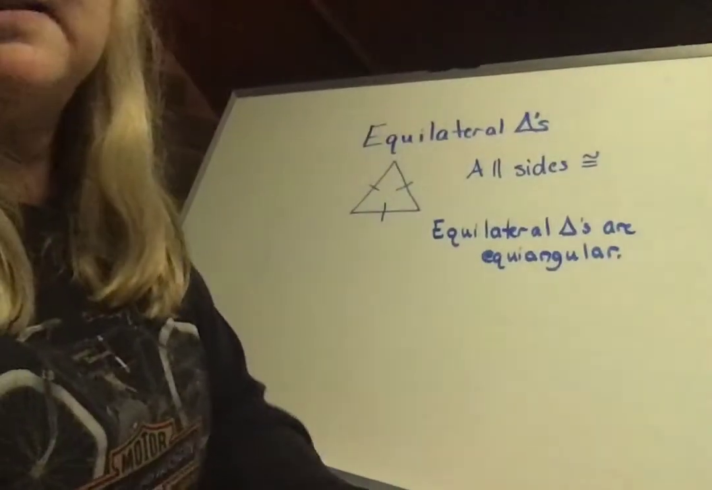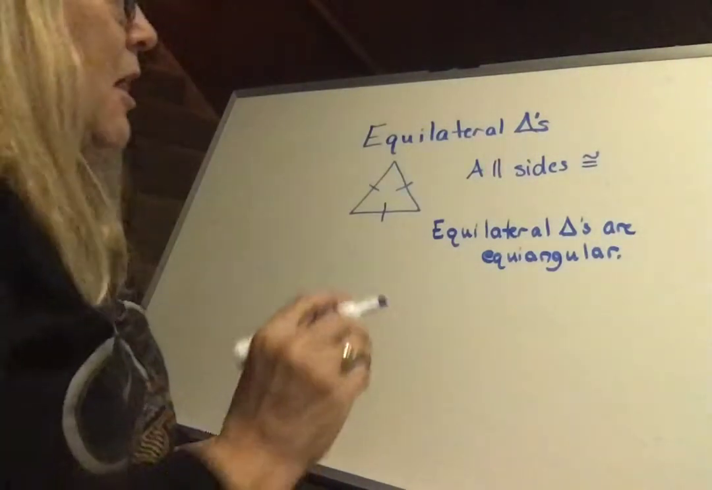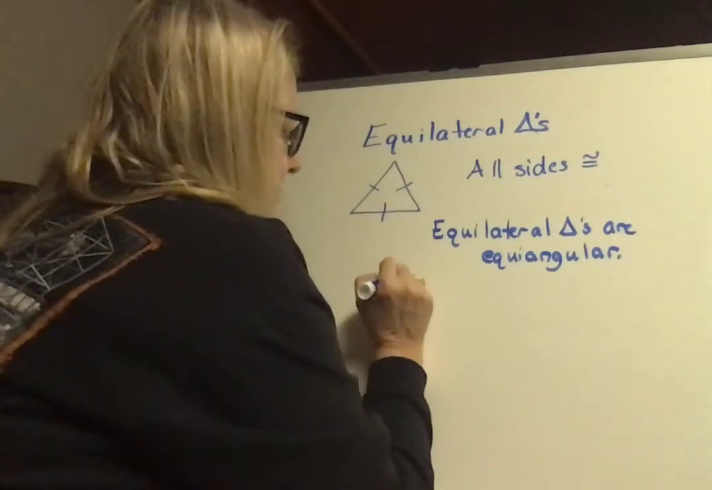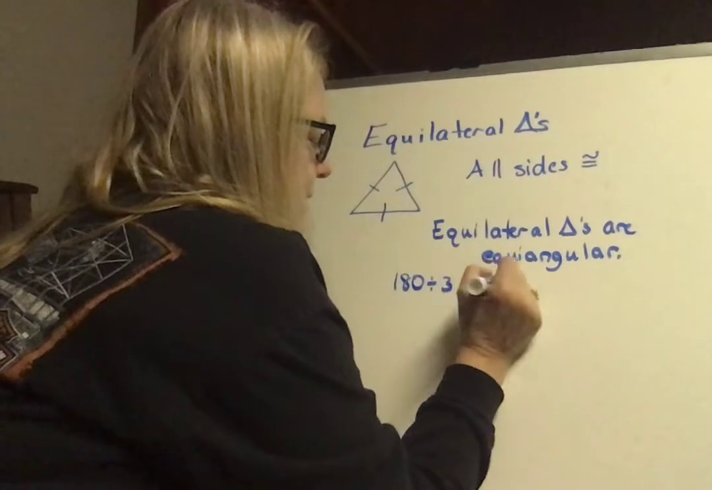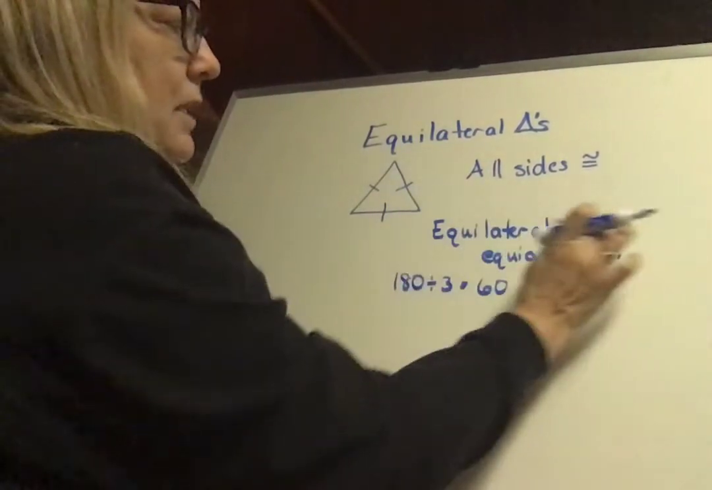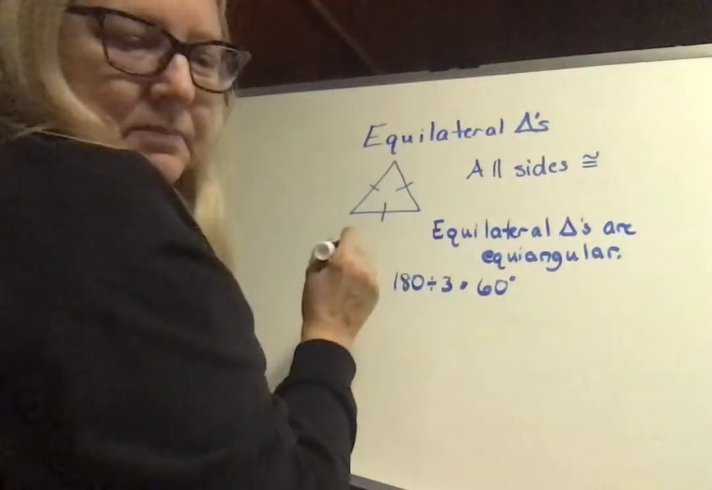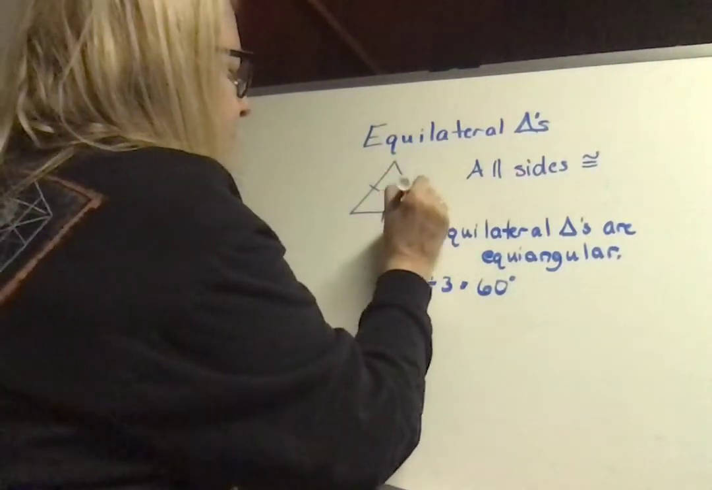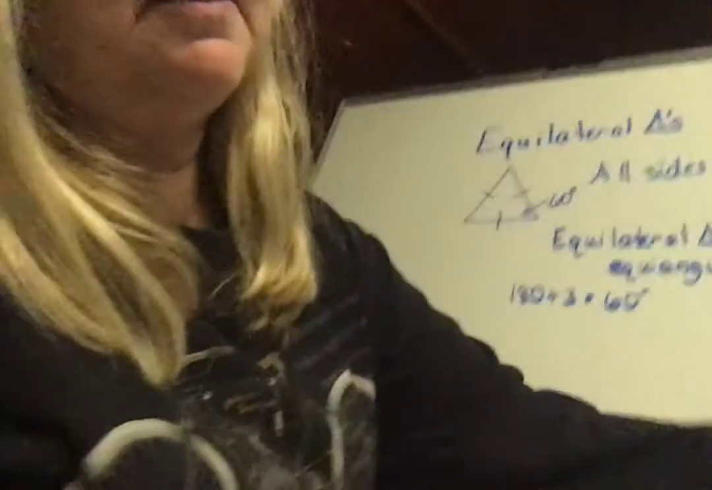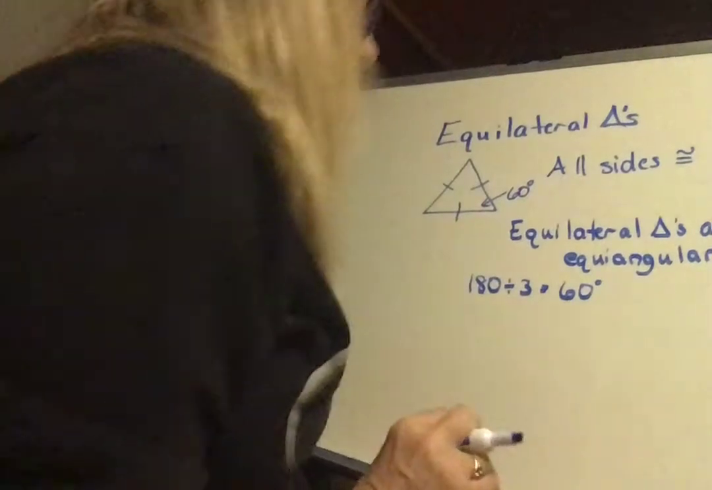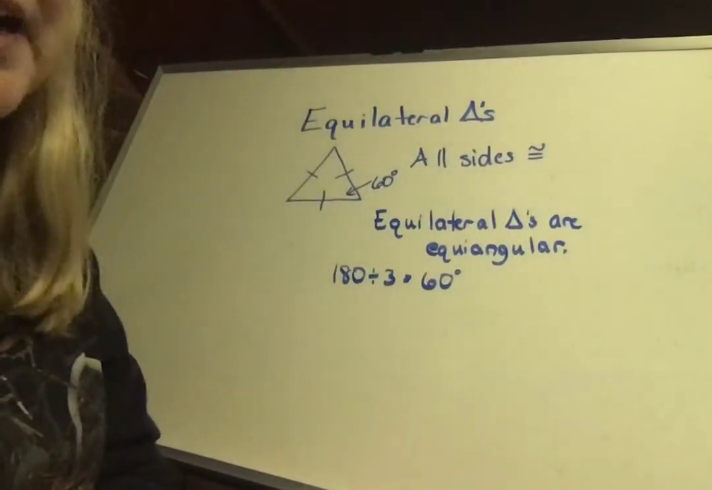Okay, let's think back to last time then. How many degrees in a triangle? Hopefully you thought of 180. And 180 divided by 3 equals 60. In an equilateral triangle, every angle is 60 degrees. 60, 60, 60. 60 plus 60 plus 60 equals 180. In equilateral triangles, all of their angles are the same.